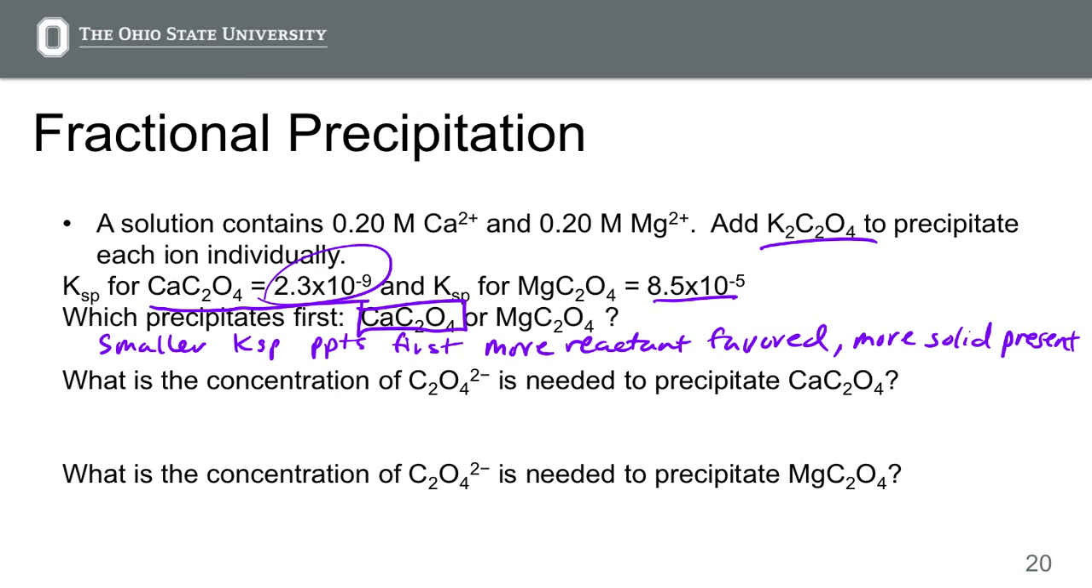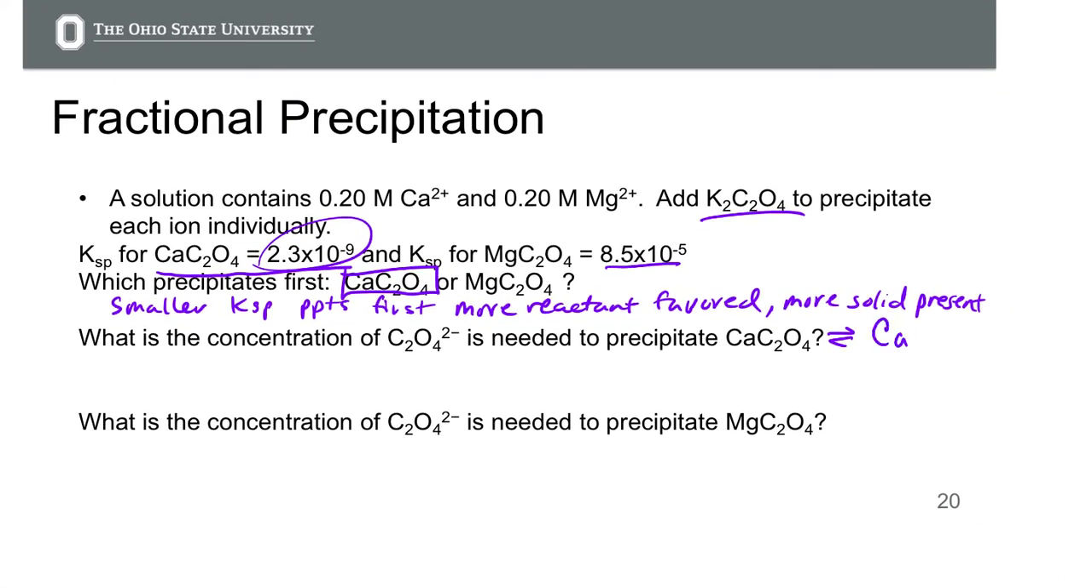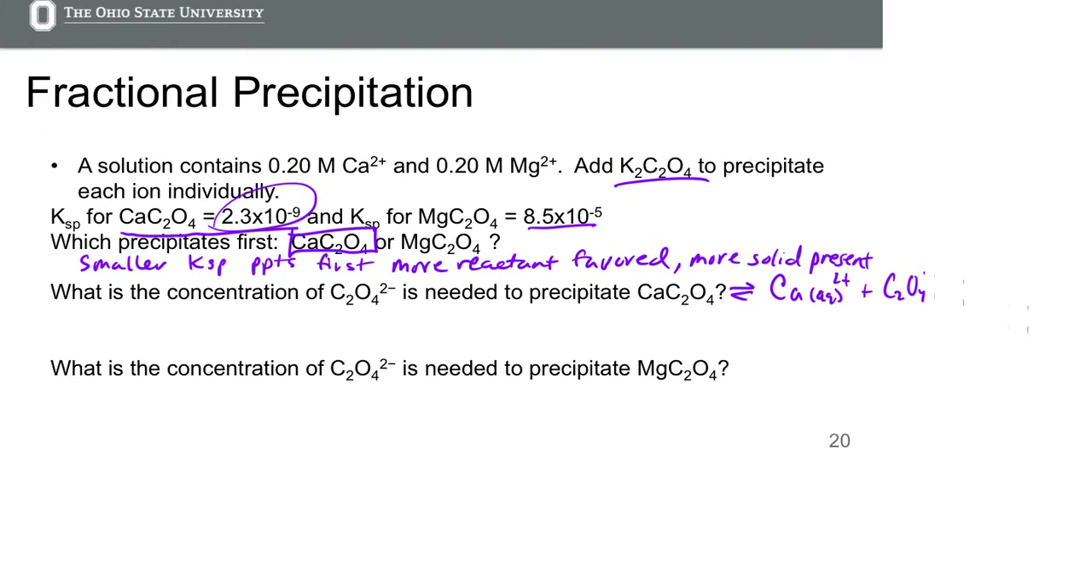We can prove that mathematically, which I'm sure you're all pleased with. We can calculate the concentration of oxalate that is needed to precipitate calcium oxalate. We can use that with the K value and a known concentration of calcium ion in solution. Based on our calcium oxalate, I'm going to set up our equilibrium. Calcium oxalate is going to be in equilibrium with the calcium ion, 2+, and the oxalate ion, 2-.